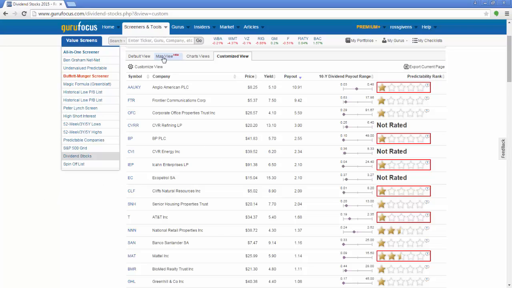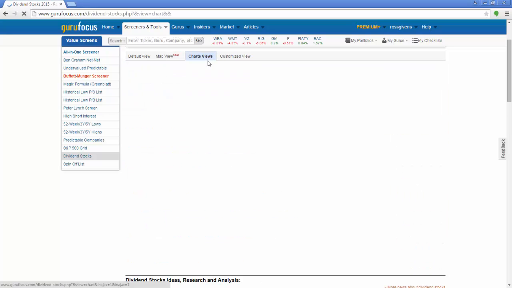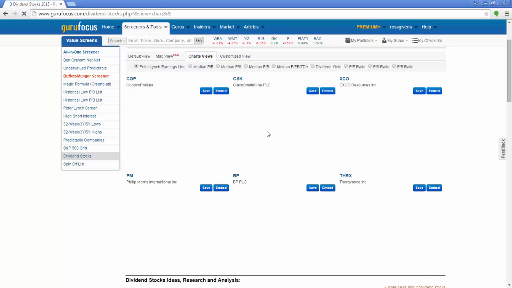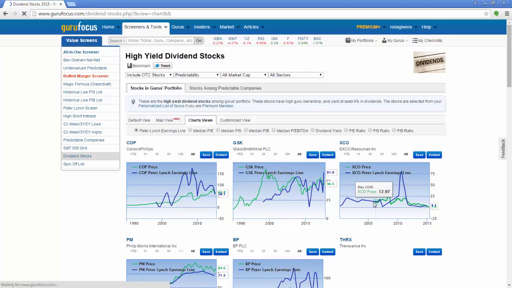So that's the Guru list, and you've got a couple of ways to do it. You can do a map view to get a quick idea of what sector and the movement of those stocks. You can do a charts view, which will take a minute to load, but it'll show you a recent chart of each of these stocks. It'll show you both the price and also the Peter Lynch earnings line. There's several ways to view this material, and it's extremely flexible.